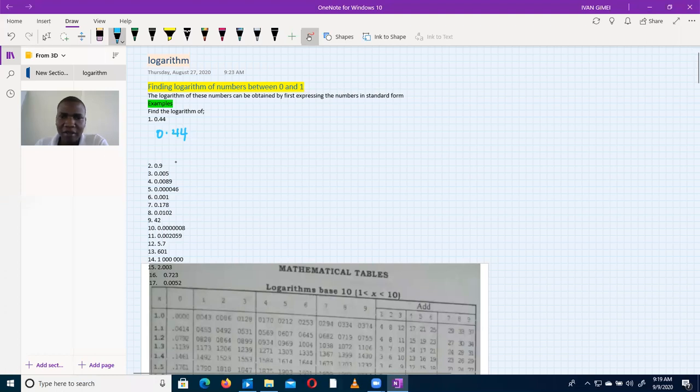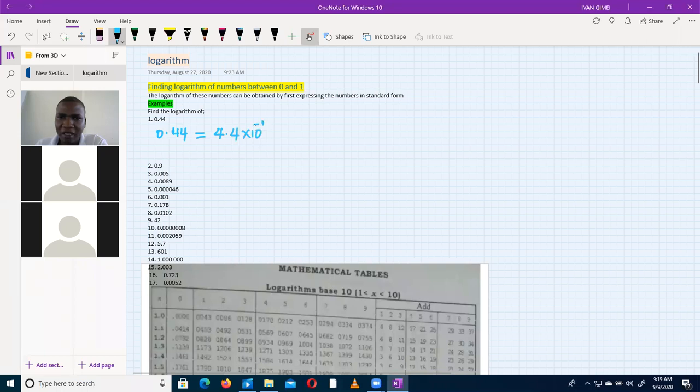What would this 0.44 be like in standard form? Is equivalent to? I can't hear you. Yes, Prosper. 4.4 times 10 to the power -1. That is 0.44 in standard form.